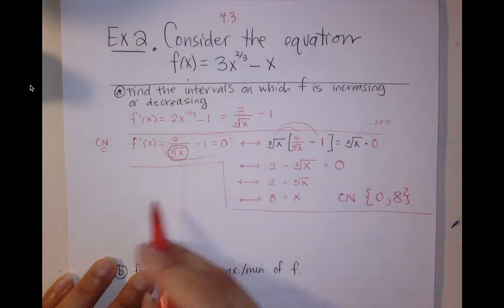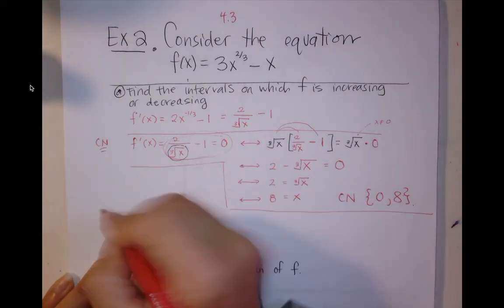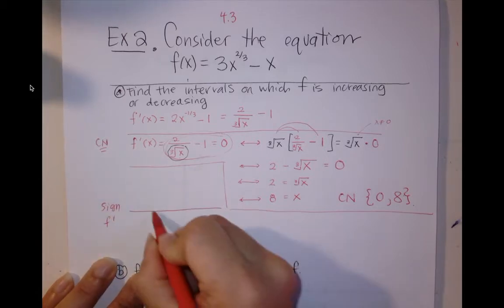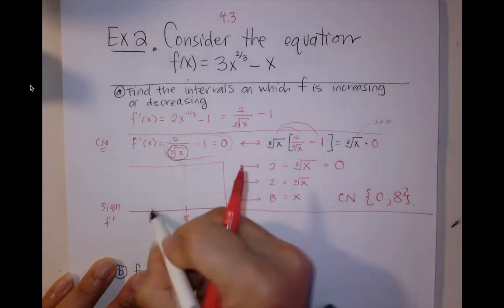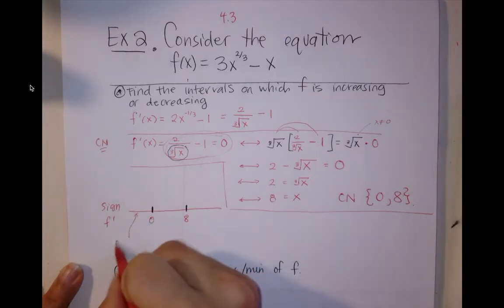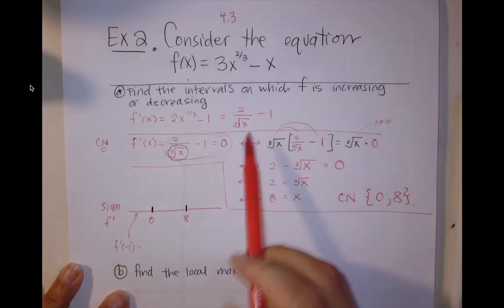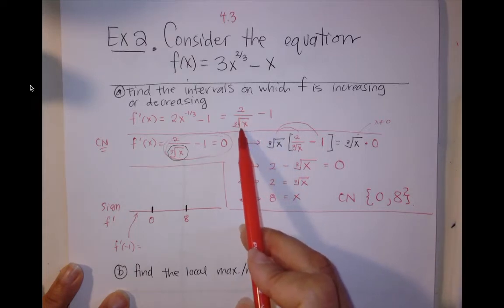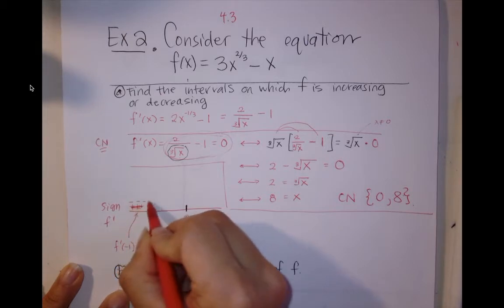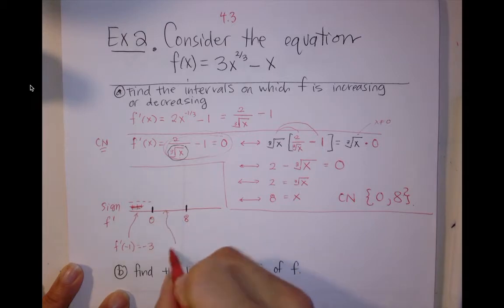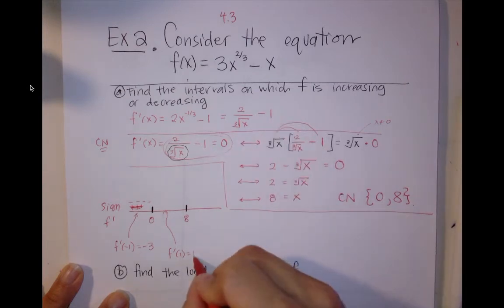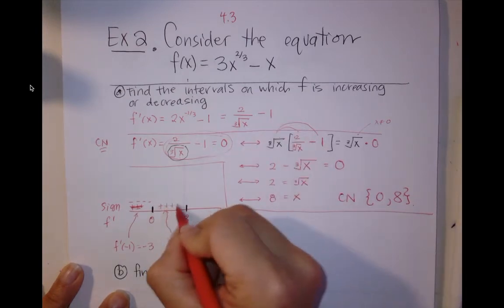Next, I need to figure out where my function is increasing or decreasing. So I'm going to test the sign of f prime in the intervals between the critical numbers. So if I take the number -1, f prime of -1, well, I can look at this and see I'm going to get -3, which is negative. So the derivative is negative in this interval. I'm going to test the derivative at 1, and I can see 2 minus 1 is positive. So the derivative is positive in this interval.